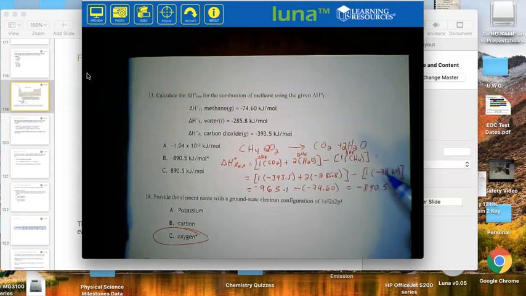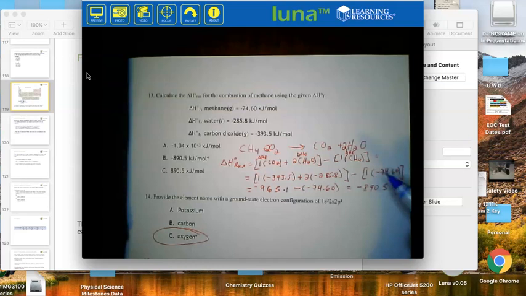So when you're determining the standard enthalpy of reaction, remember it's going to be the coefficients times the standard enthalpy of formation for each compound of the products added together, minus the coefficients times the standard enthalpy of formation of the reactants added together as well. Now for O2, because it's a pure element, it's going to be 0. So they didn't give us that value there because it just would have been 0.